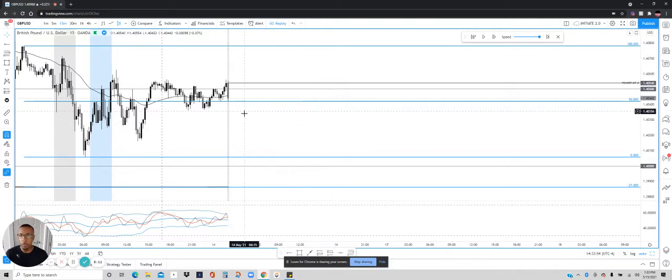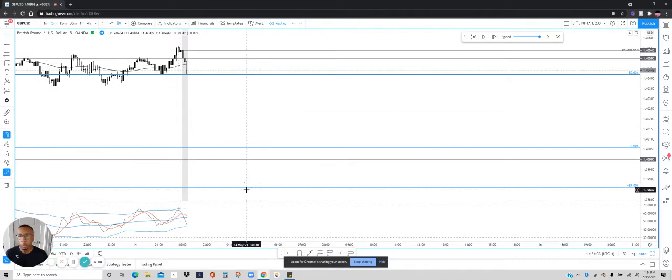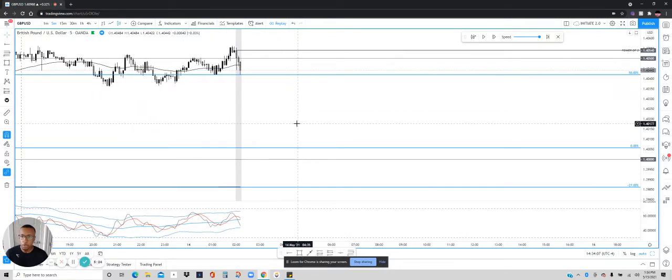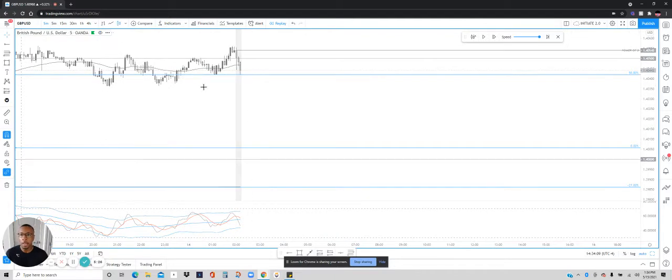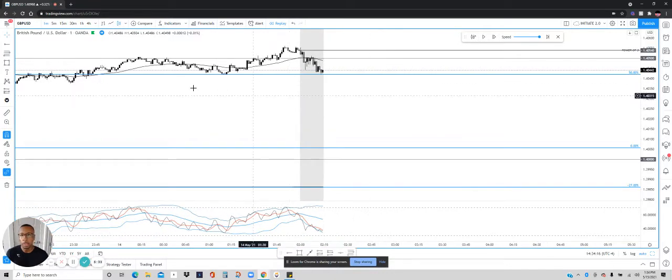What I'm looking for is divergence on the M1, M5, or M15. Then I will wait for price to make a run, and I already see the divergence here on the M5. And the M1 is actually pretty significant. So we obviously have divergence on the M1.